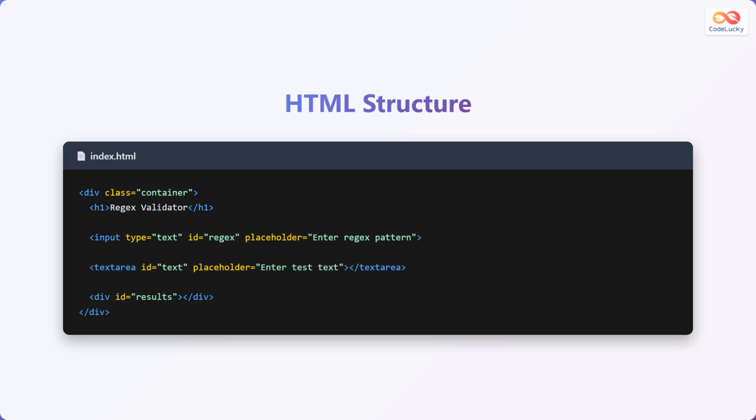pattern. Next up, we have a text area, where the users can provide the text to be tested against the regular expression. This text area has the ID text and a placeholder that says Enter test text. Finally, we have a div element with the ID results, which will be used to display the output of our regular expression matches.